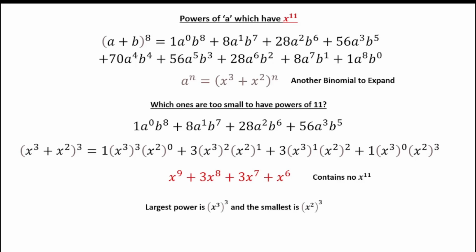It's because the largest power will always be x cubed to the power of 3, because of the power of a, whilst the smallest will always be x squared to the power of 3. It is clear that this one does not have a power of 11, because x cubed cubed is x to the 9, which is clearly too small. Likewise for all the other terms in the above, they are too small to contain powers of 11.